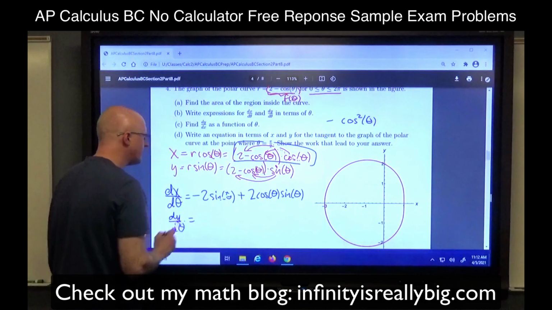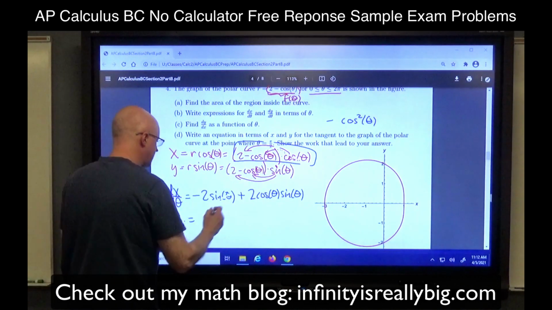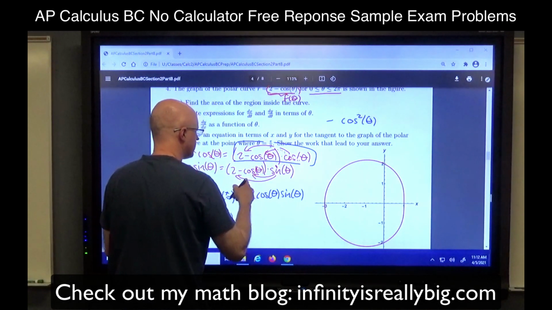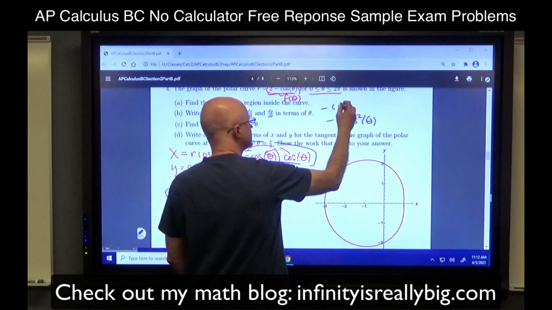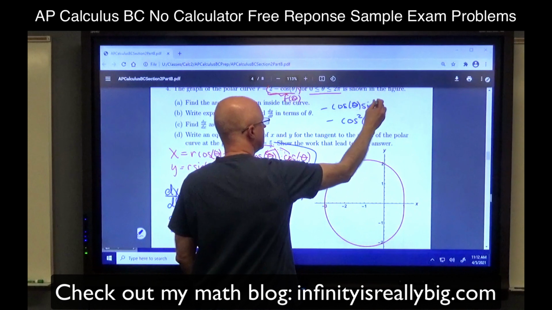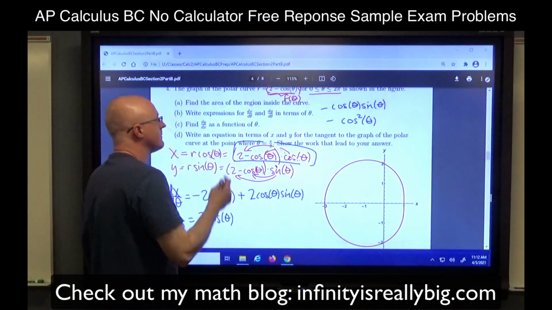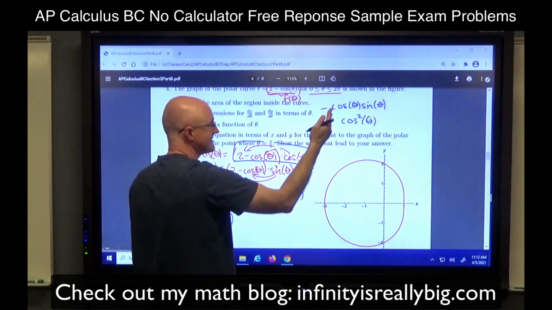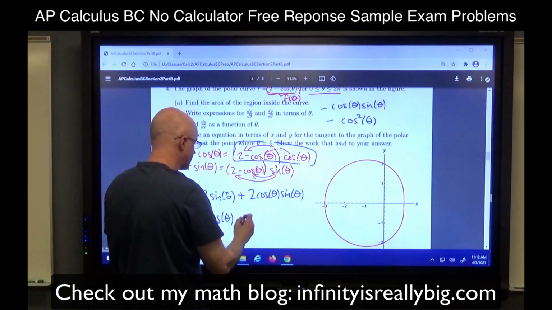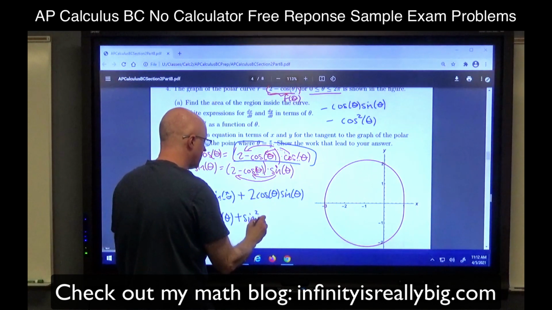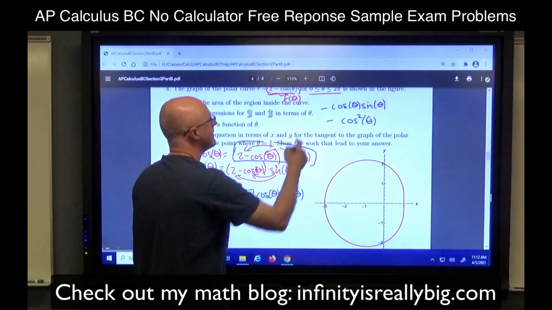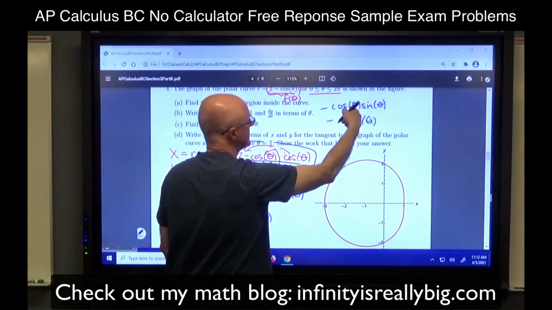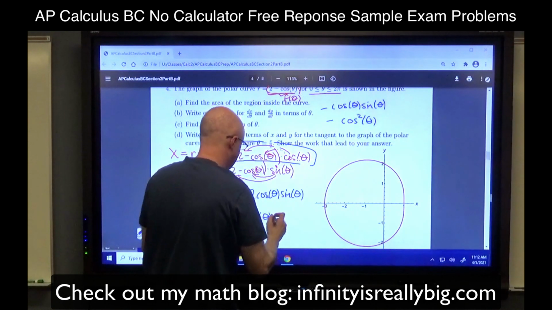Now dy d theta. Differentiate this with respect to theta. The derivative of 2 sine theta is 2 cos theta. And then the derivative of minus cos theta sine theta, I can use the product rule for that. Careful about the minus sign. Derivative of negative cos theta is positive sine theta. So times another sine, that gives me plus sine squared theta. That was the derivative of the first function times the second, plus the first function, which is negative cos theta, times the derivative of the second. You're going to get minus cos squared theta.